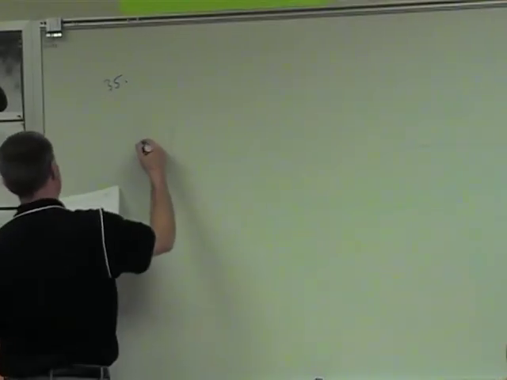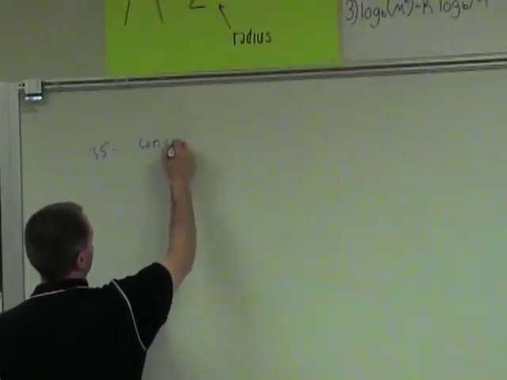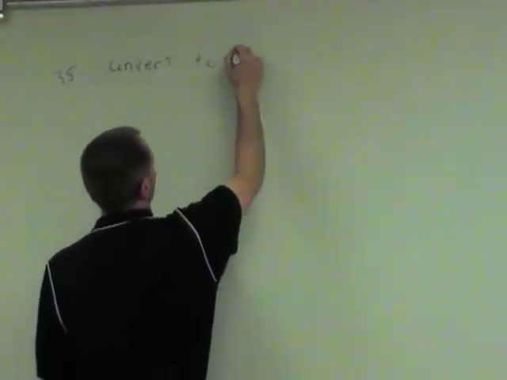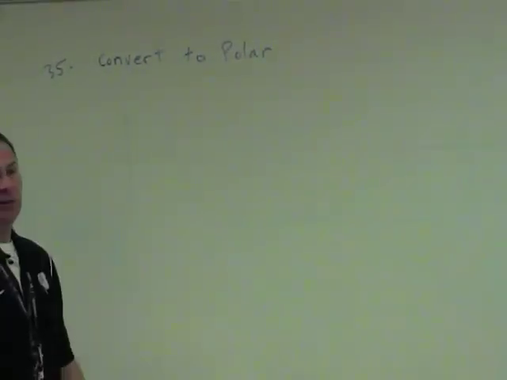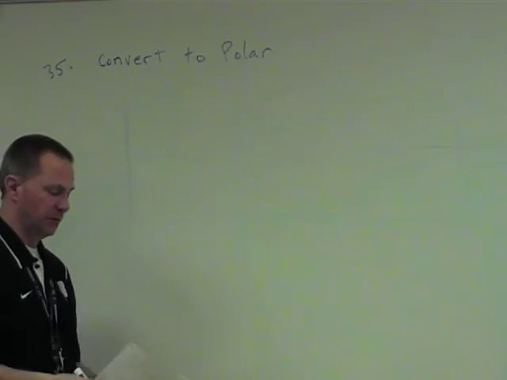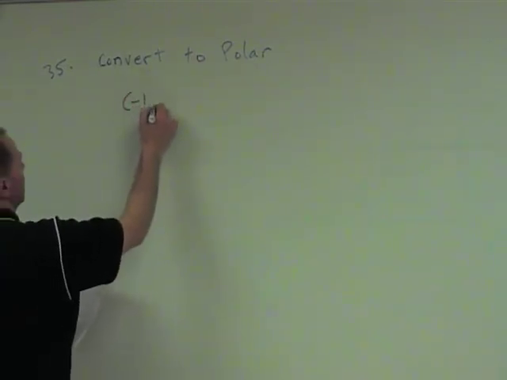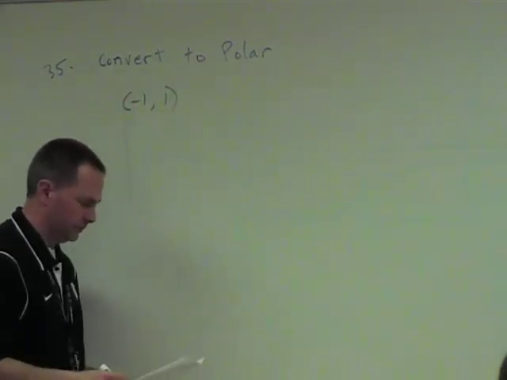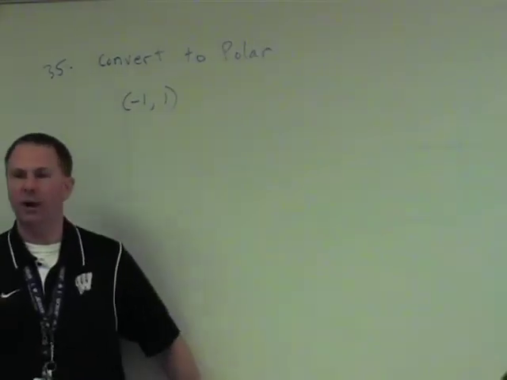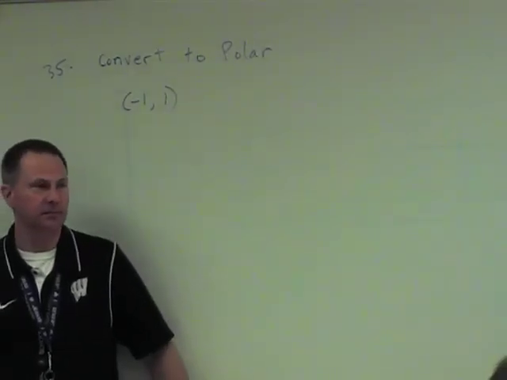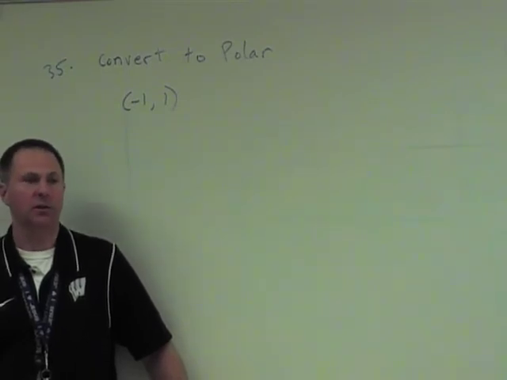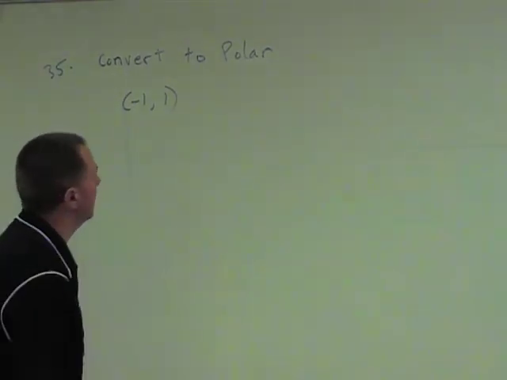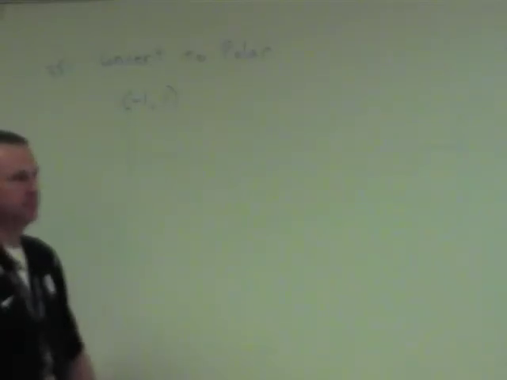This is number 35. Convert to polar. All right, so you're going to be given the rectangular form. You got to convert it to polar. Negative 1, 1. First thing you should do is graph it, just to look at it. Helps you with positives and negatives. Then use your formulas to come up with what you need.